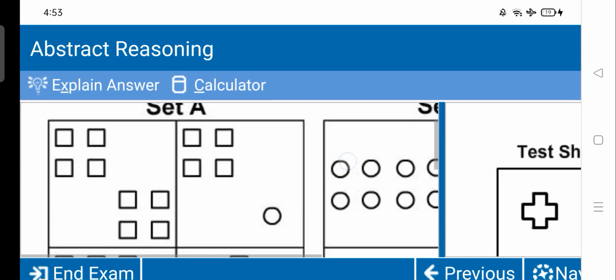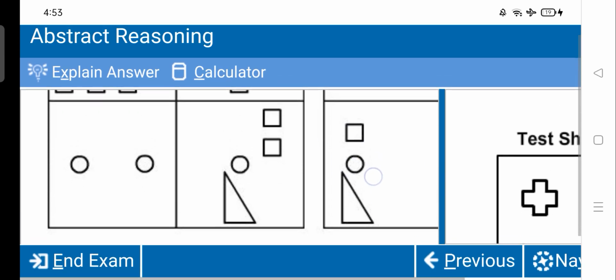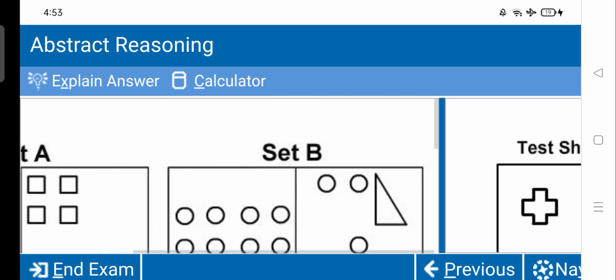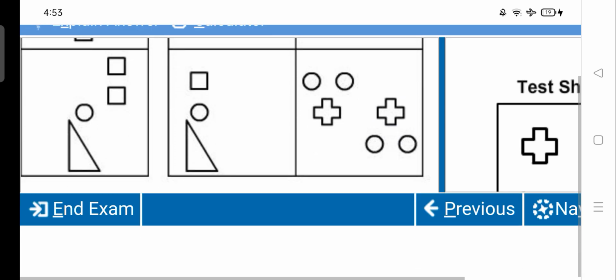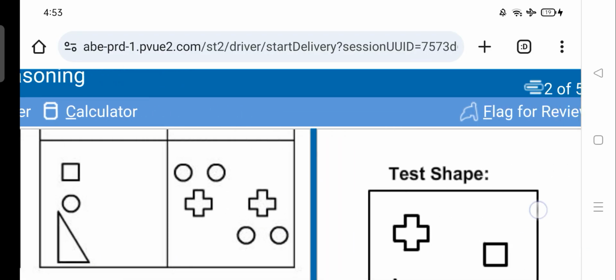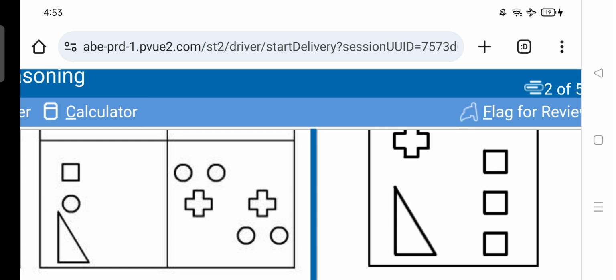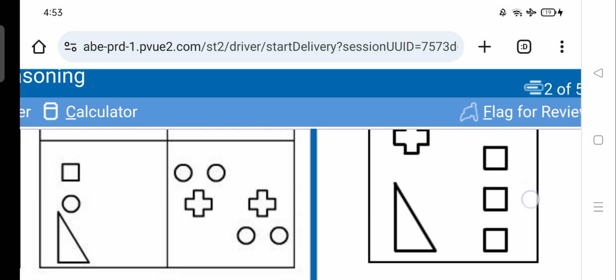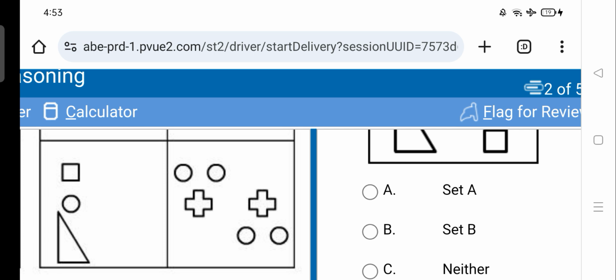Next question, we again have the same set A with the same set of shapes as you can see here, and the same for set B as in the previous question. But the test shape that is given to us is different. Here in this test shape we have these 5 shapes. The options are the same: option A is set A, option B is set B, option C is neither.